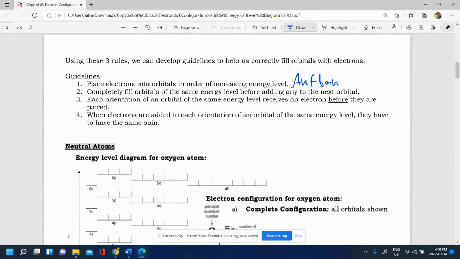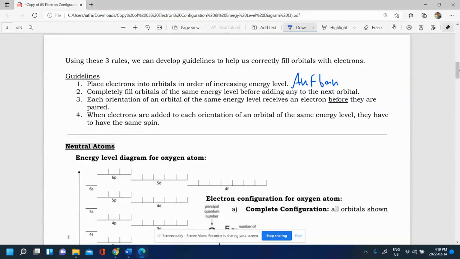You want to completely fill the orbitals of the same energy level before adding any to the next. So always make sure you filled your orbital that you're working in before you go on to the next one. Make sure that each orientation of an orbital of the same energy level receives an electron before they are paired, and make sure that those have the same spin.